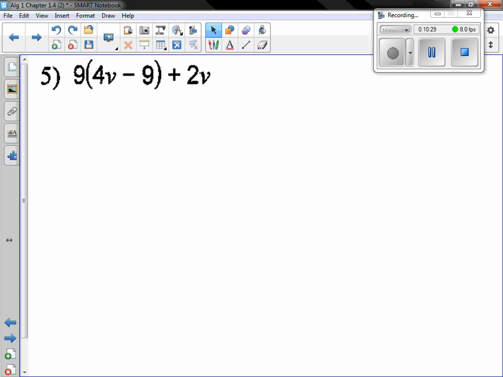Are these like terms? They both have a v, don't they? Oh, yeah. So they are. So we can combine those, yes? So what happens when I take 36v plus 2v? I get 38v minus 81. That's it. Here's the next one to try.